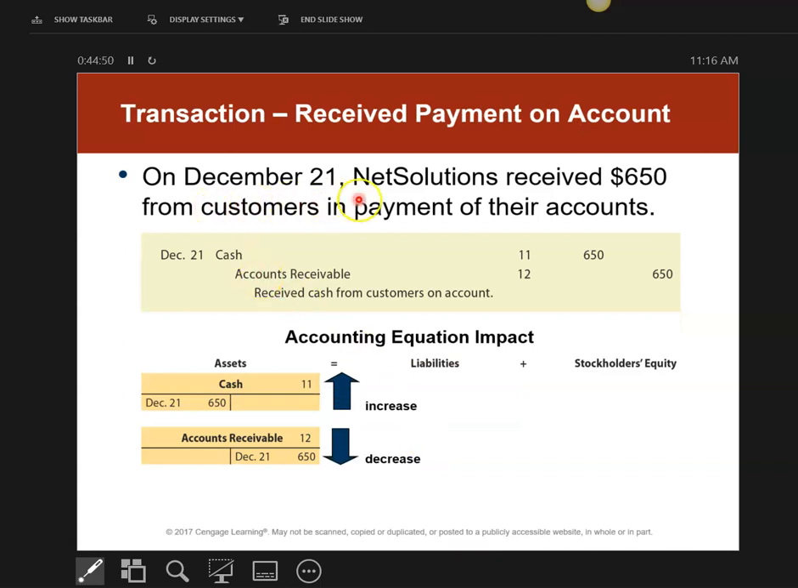On December 21st, I received $650 cash from customers in payment of their accounts. Now here's what happened. I got money. My customers who owed me money paid me. So I'm only going to use cash and accounts receivable. Cash I got, debit, and accounts receivable is credited. So customers are paying what they owe me. So what I'm actually doing is decreasing how much people owe me with this.